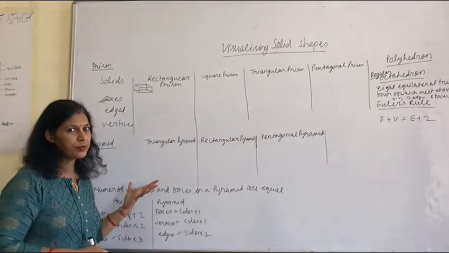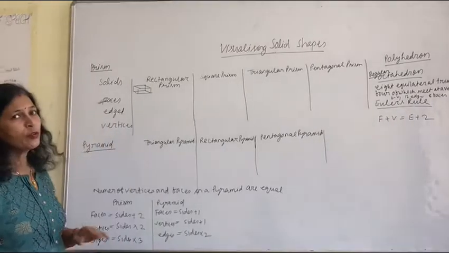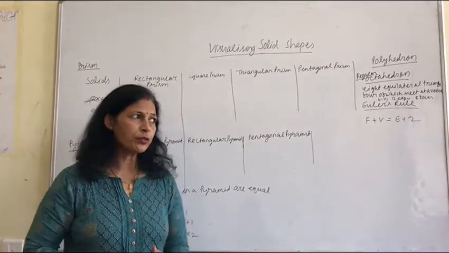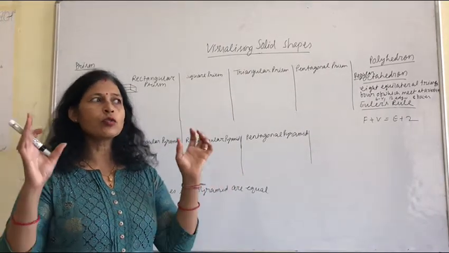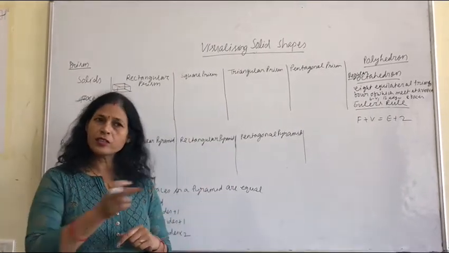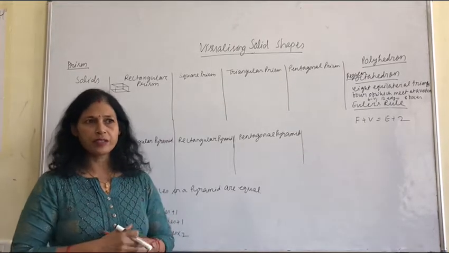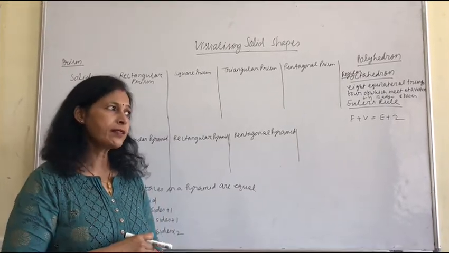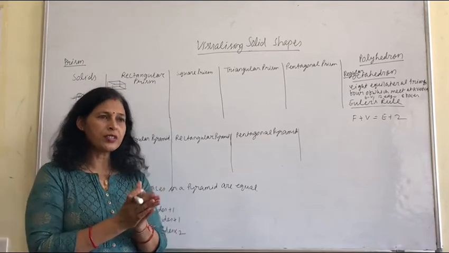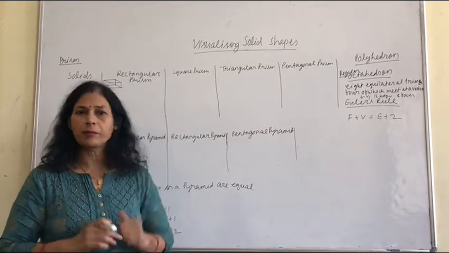Detailed study of prism and pyramid. Okay, prism. What is a prism? I already told you: two bases, two congruent shapes. If they join, then it makes a prism. The prism is named after its base.